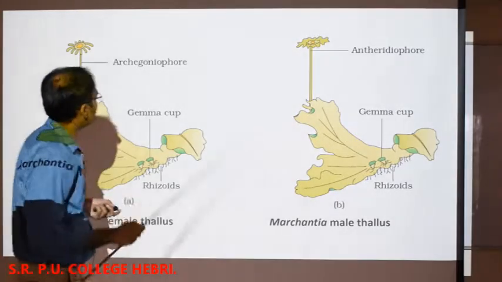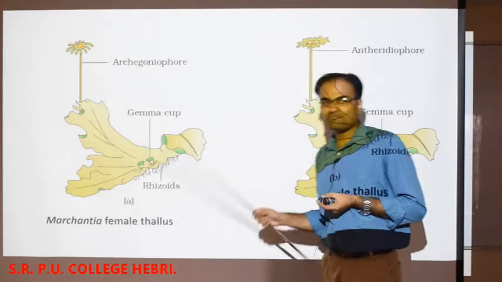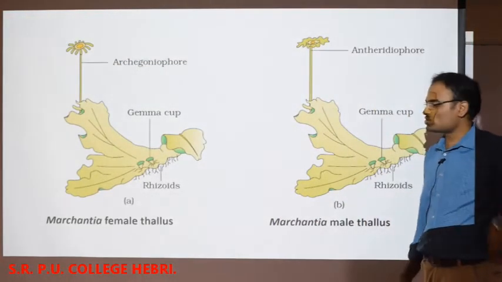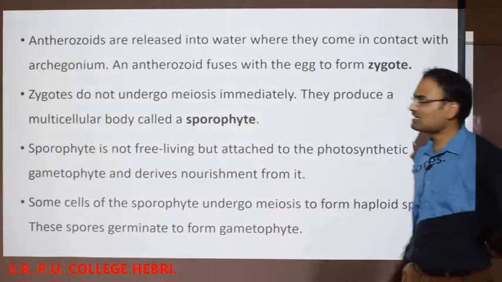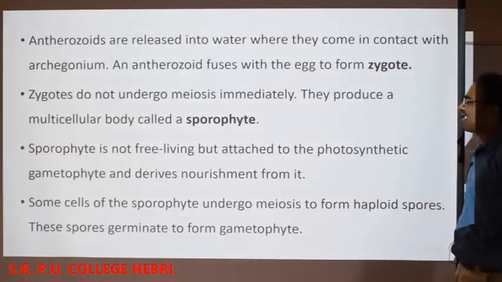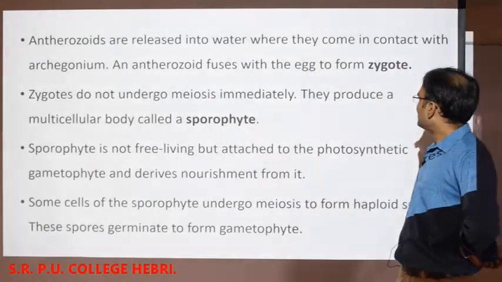So this archegonium is going to produce the egg cell. This antheridium is going to produce the anthrozoids. Next, anthrozoids are released into water where they come in contact with the archegonium. An anthrozoid fuses with the egg to form the zygote.